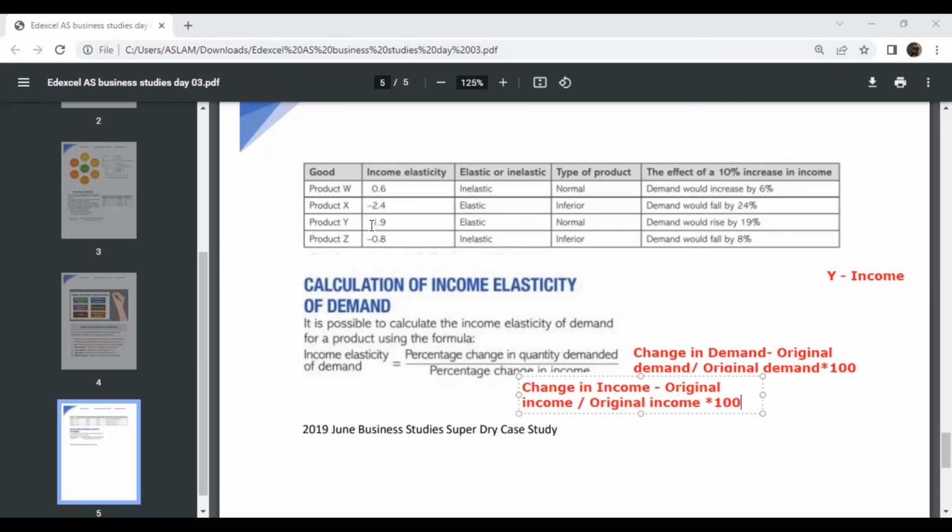Elastic is more than 1, but here it is negative, so we consider it as an inferior product with an inelastic demand. Copy this down. We are going to do the case study. I want you to copy this chart.